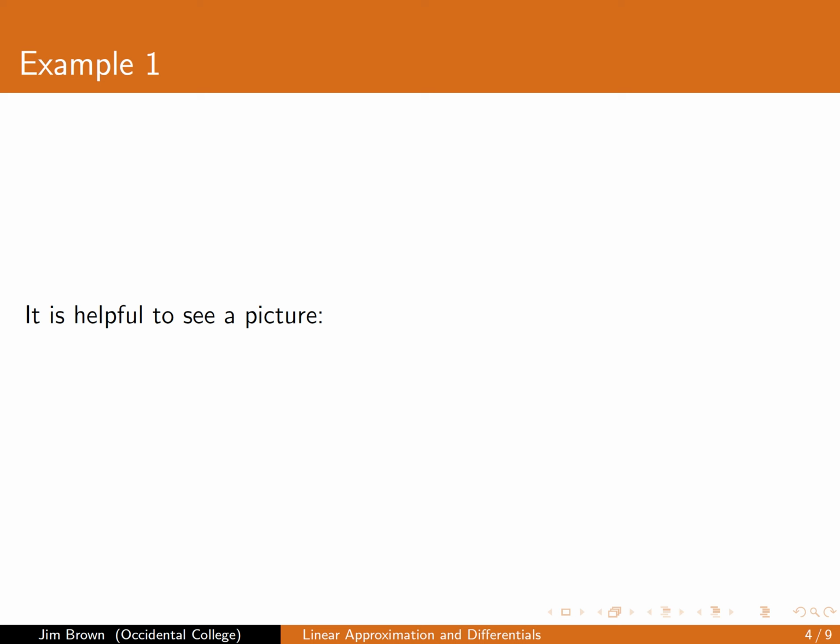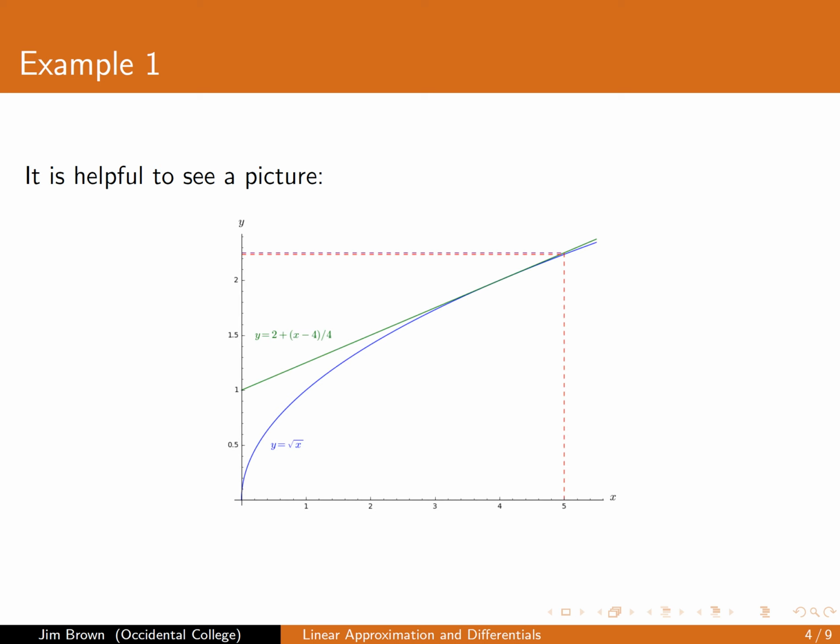So let's see a picture of what's going on with this. So here is our graph. The blue graph here, y equals square root of x, is our function f of x. And then we see the green line here is the tangent line at x equals 4.